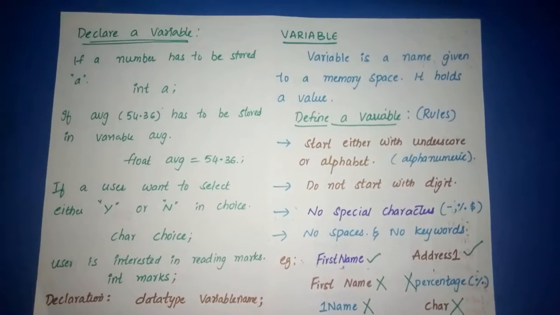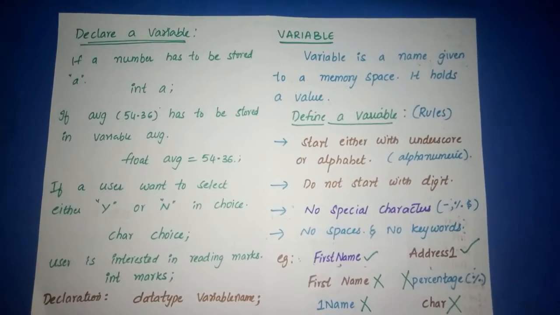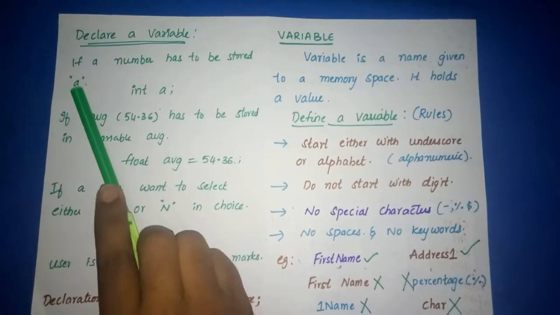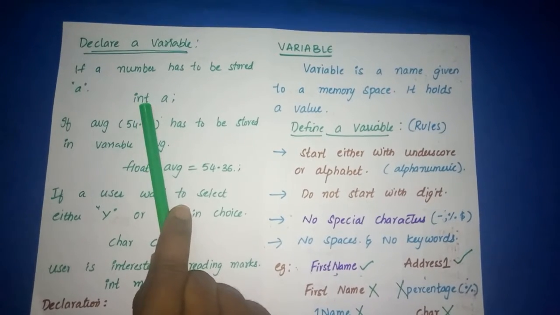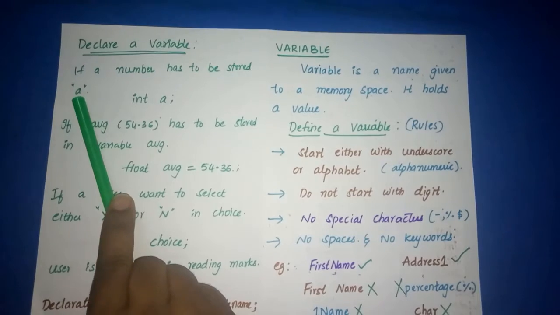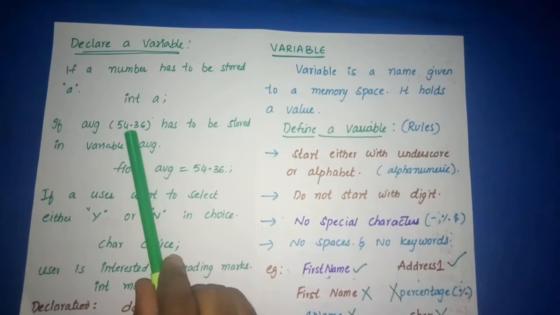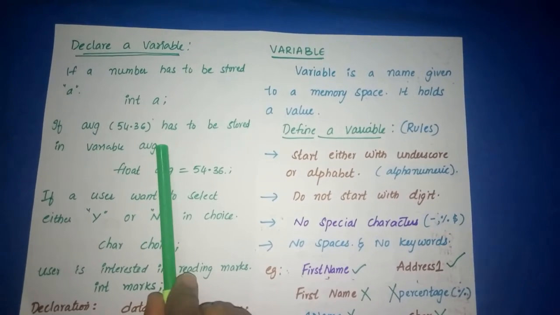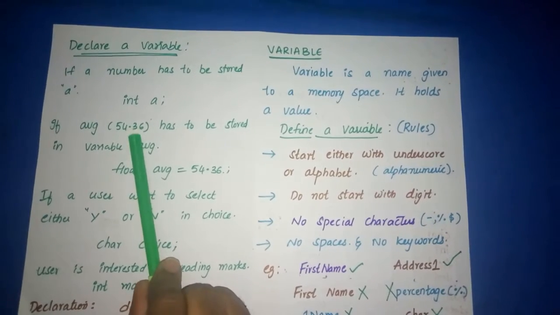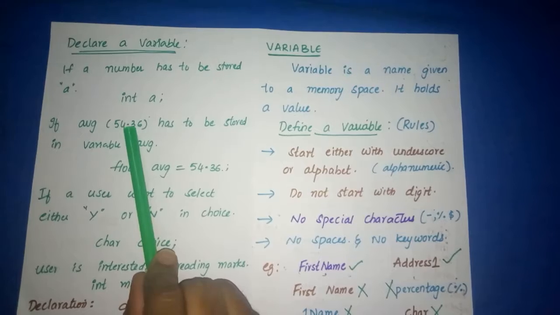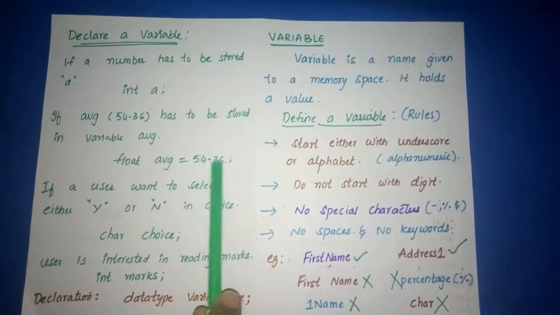After knowing what a variable is and what a data type is, how do you declare a variable? For example, if you want to store a number in A, numbers are stored in int. So int, and the variable is A. So you write int A. And for example, if you want to store an average as 54.36 in a variable called avg, this decimal value you can store in float or double. As after the dot you have only 2 digits, we will take float. So float avg is equal to 54.36.